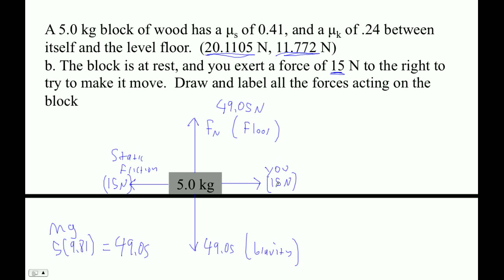So if you exert 15 this way, it exerts 15 that way. If I exerted 16, it would be 16 that way. If I exerted 20 this way, it would go 20 that way. And if I exerted 20.1106, presumably, if it was that accurate, right, that these little bonds would break and it would start to accelerate, and this would be the relevant force. Okay, so these guys are equal. These guys are equal.